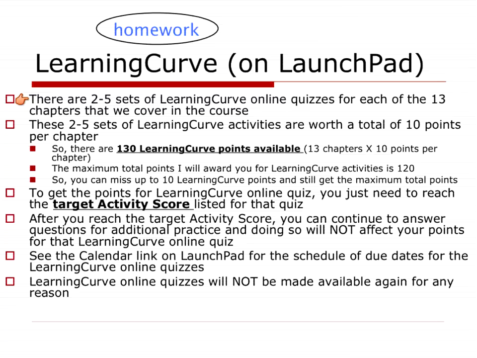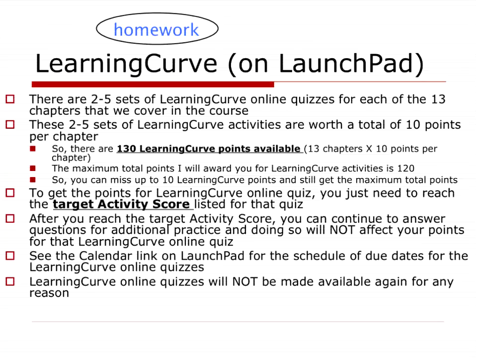There are 2 to 5 sets of these learning curve quizzes for each of the 13 chapters that we cover in the course. The 2 to 5 sets of learning curve activities are worth a total of 10 points per chapter. So if you do the math, there are 130 learning curve points available. 13 chapters times 10 points per chapter. The maximum points that I will award you, however, for learning curve is 120. The upshot is you can miss up to 10 points of the homework and still get all the possible points for this part of the course.